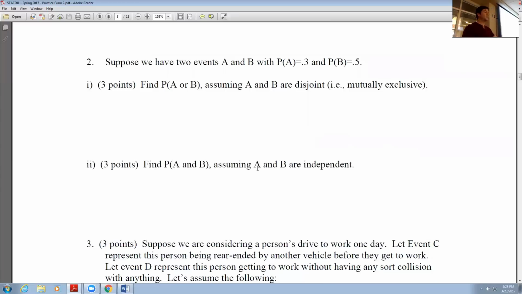Suppose we have two events, A and B, with the probability of A being 30% and the probability of B being 50%. Find the probability of A or B, assuming they are disjoint. And here's the rule for disjoint. I say A occurs, and as soon as we know A occurs, if they are disjoint, i.e. mutually exclusive, what do we know about B?